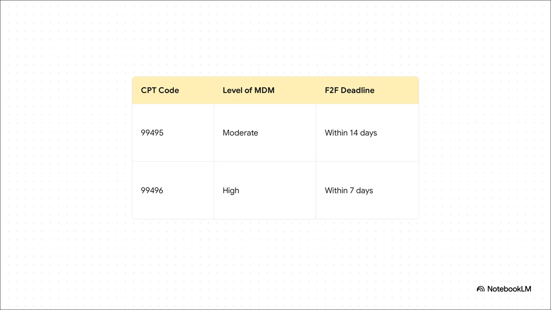Actually, think of it like this. If you have a high MDM patient, but you don't manage to see them until, say, day 10, you literally have to downcode to 99495 because you missed that 7-day window. Like I said earlier, timing is everything.